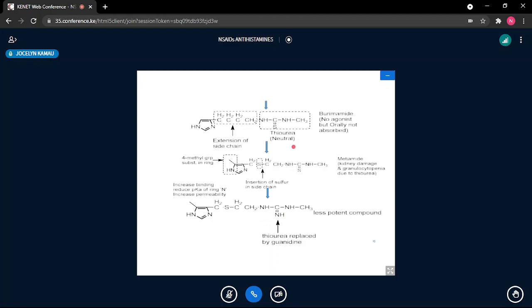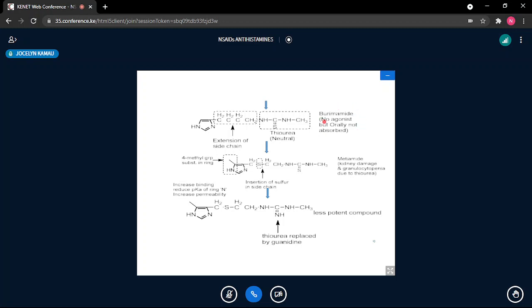So they changed with the thiourea, and when they did that, they have still retained one, and then they also did extension. So they did extension. We had 3. So now we have 1, 2, 3, 4. And they changed the guanidino moiety to a thiourea. Advantage of this thiourea is neutral, and the resultant compound was known as burimamide.